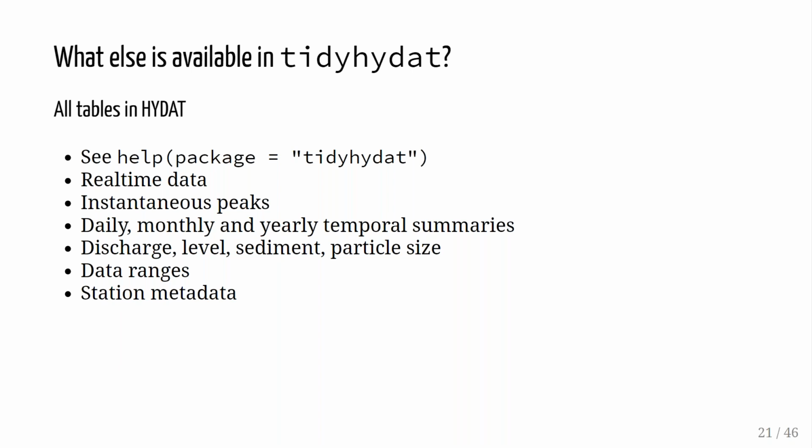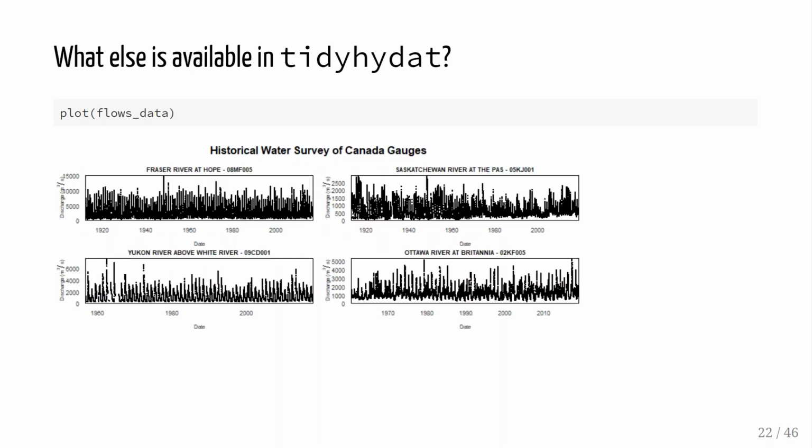There's instantaneous peaks. There's daily, monthly, and yearly temporal summaries. You can get different types of parameters: discharge, level, sediment, particle size, and data ranges. One of the most important is the station metadata, which is the top level, one of the ways that you might actually hone in on the stations that you're interested in. And as well, there are some basic diagnostic things.